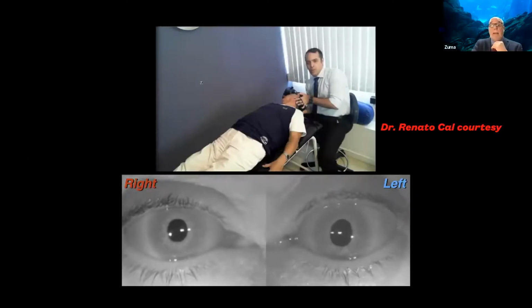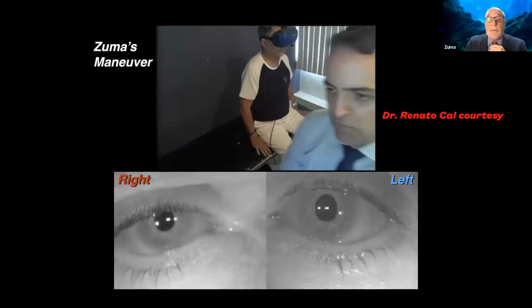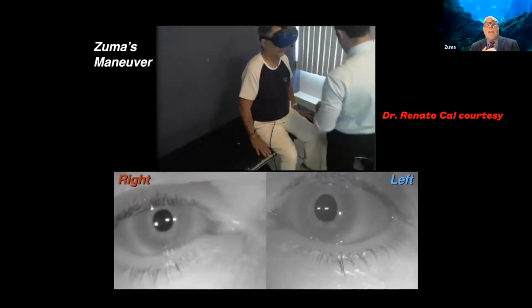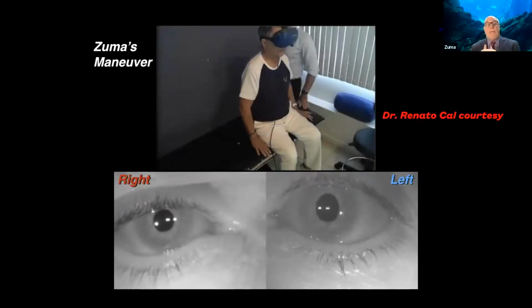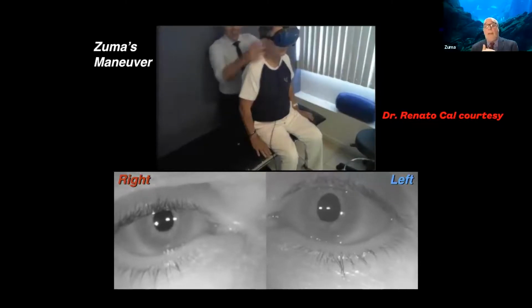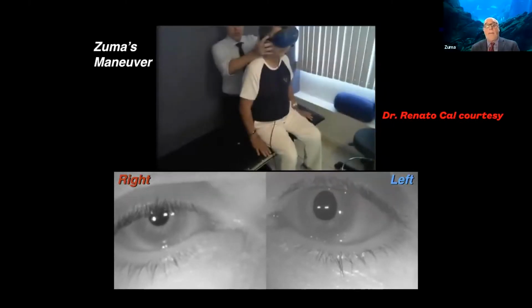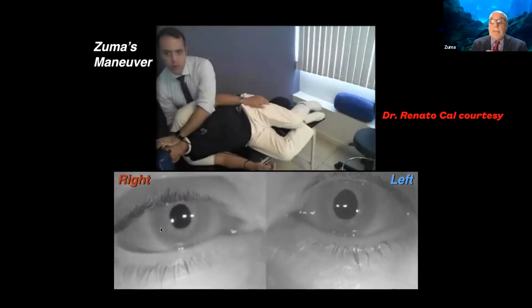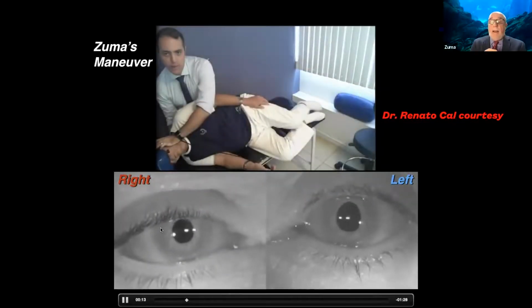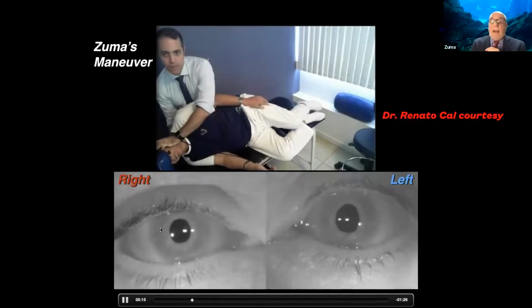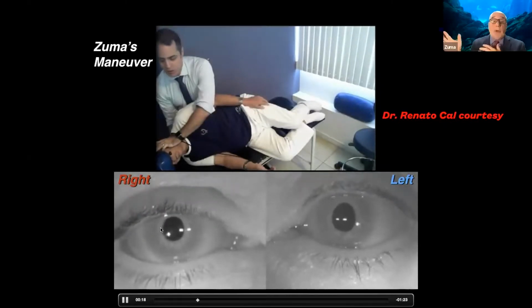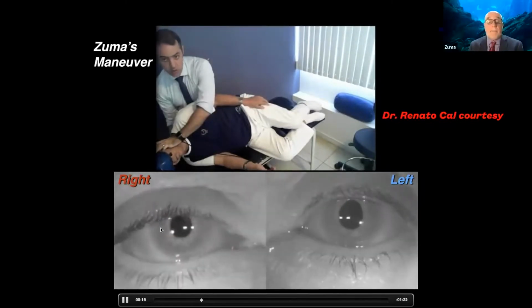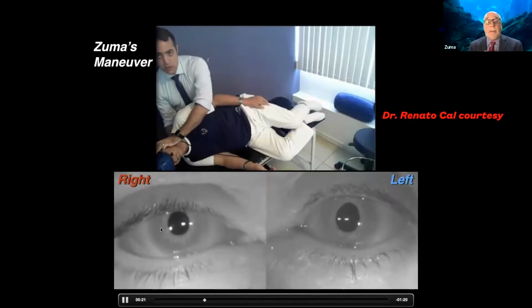Okay. Now he's going to perform the Zuma maneuver. Lay the patient down to the affected side for the first step, with brisk deceleration. We're going to have a left-beating nystagmus, apogeotropic, beating to the ceiling.